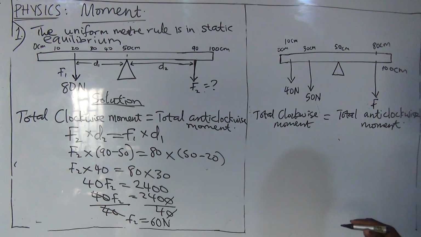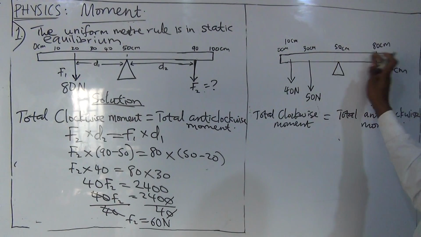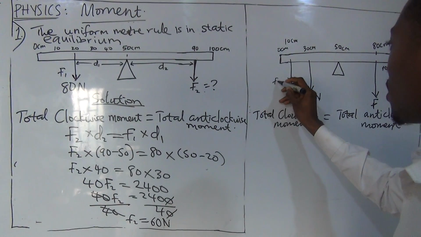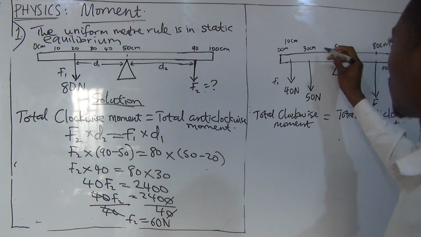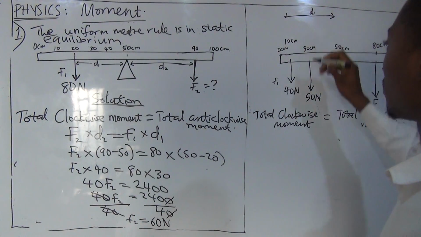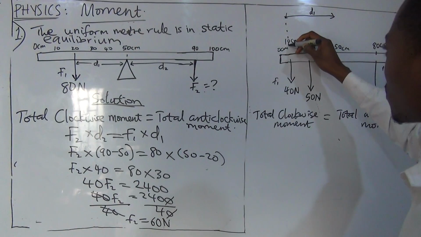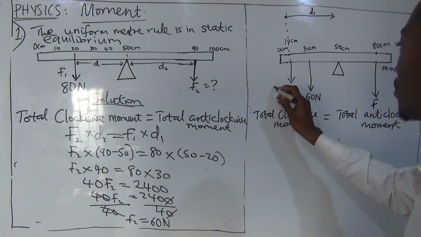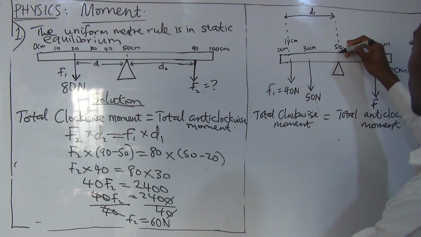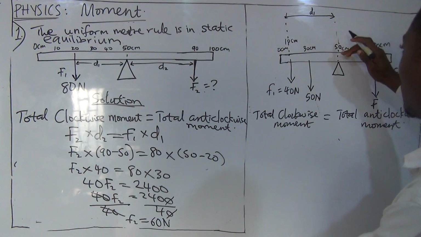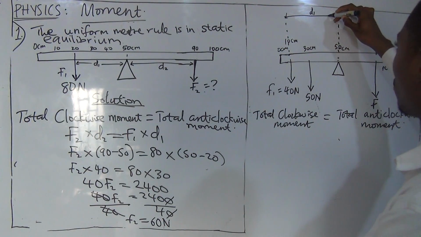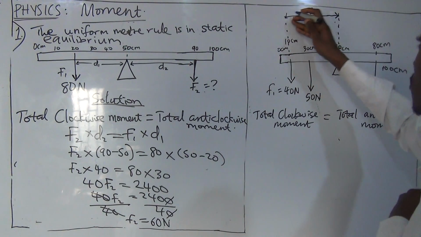Now, what's producing the clockwise moment? This force and this distance. Okay, so let us call this force F1. The distance from F1 to the knife edge, we call it D1. Okay? I'm using this dotted mark to show you that I'm picking the distance from here to here.